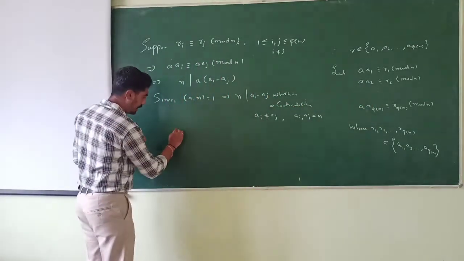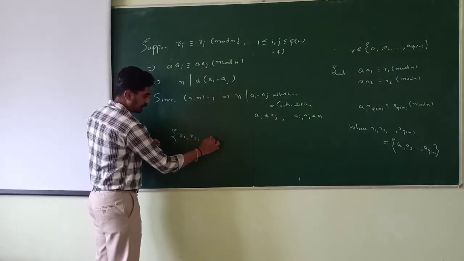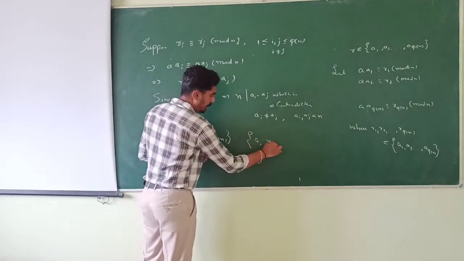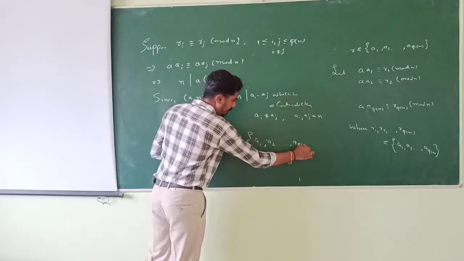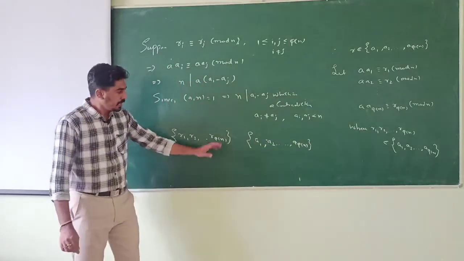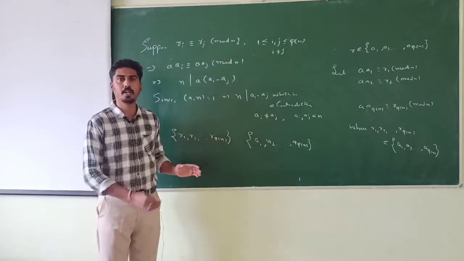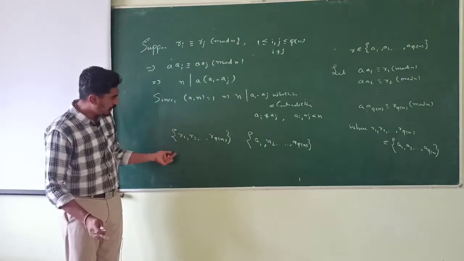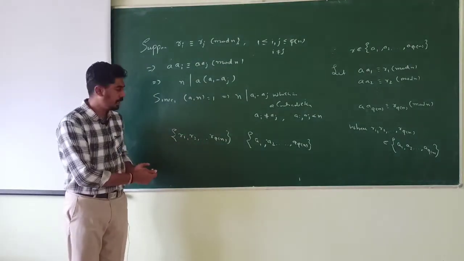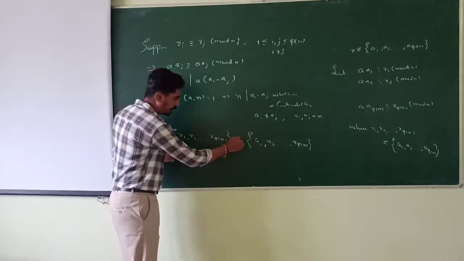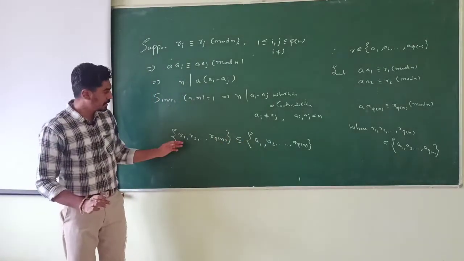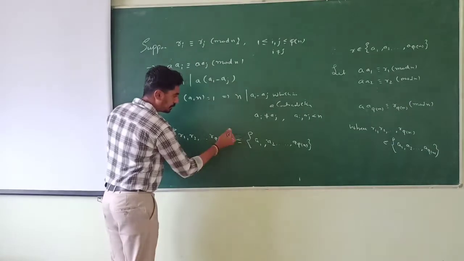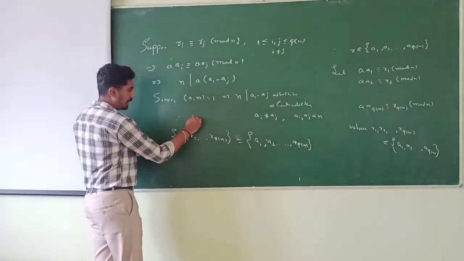So we consider two sets, r1, r2, up to r phi n, and this set a1, a2, up to a phi n. In this set we have phi of n distinct positive integers, and in the other set also we have phi of n distinct positive integers, and we also know that this is a subset of this set. Since the cardinalities are equal, these two sets should be identical. So here we have shown that the ri's are distinct.